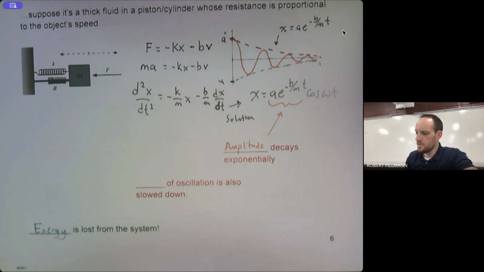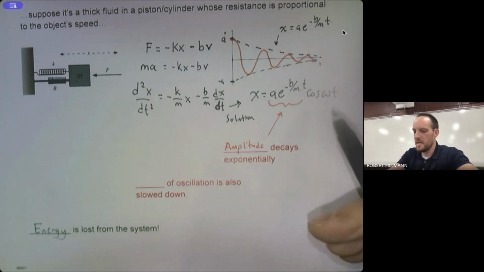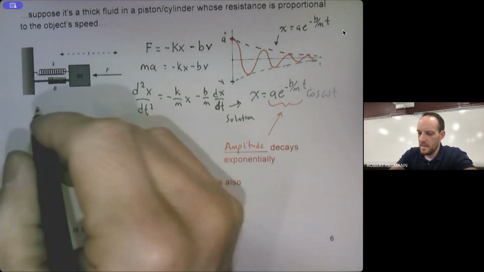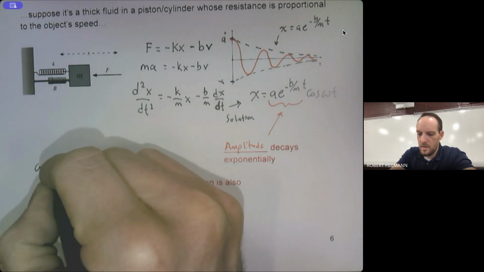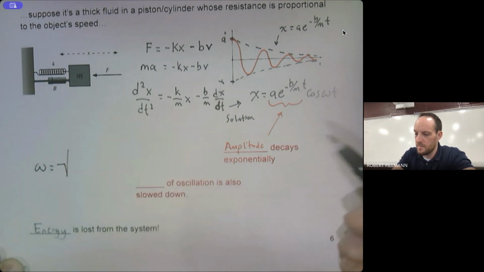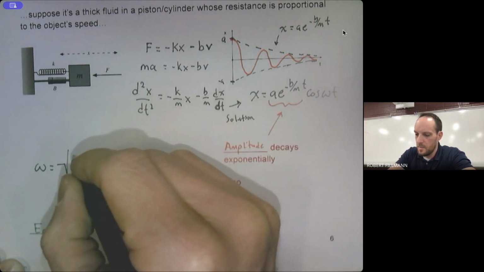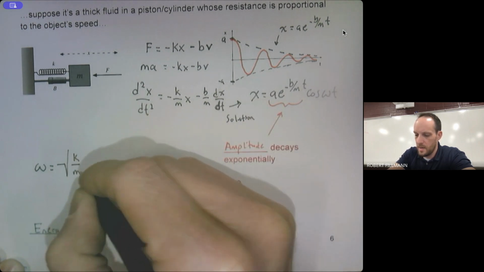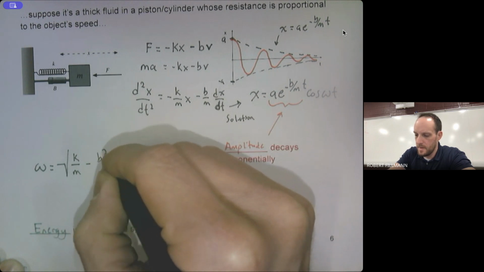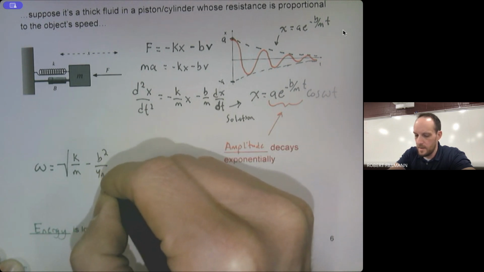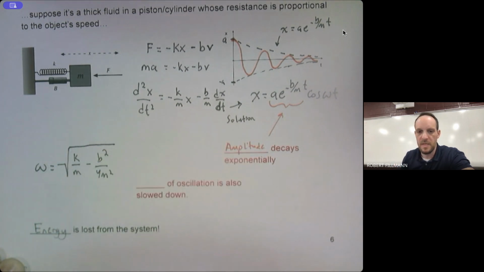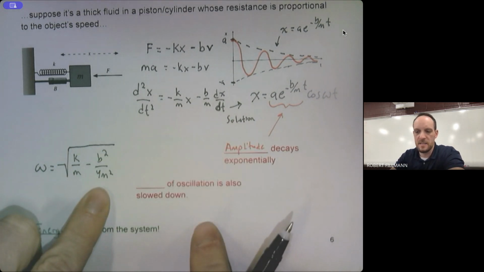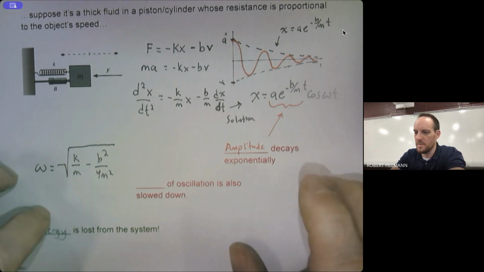Also of note, something else changes too. This omega is not actually the same omega. And again, this isn't an equation you have to know or have memorized, but you do need to know the basic relationship. It turns out for this particular function, omega is equal to the square root of k over m minus b squared over 4m squared. So think about what this means. The m is the mass, k is the spring constant, and b is the damping, the drag that's being produced, the damping constant.